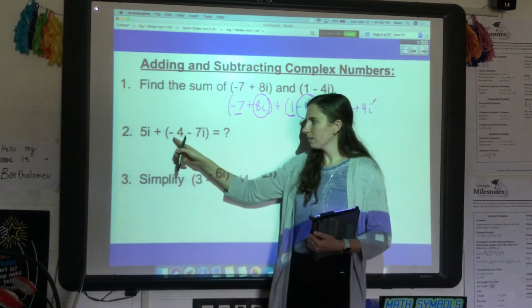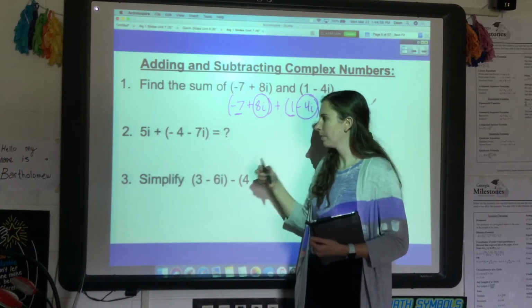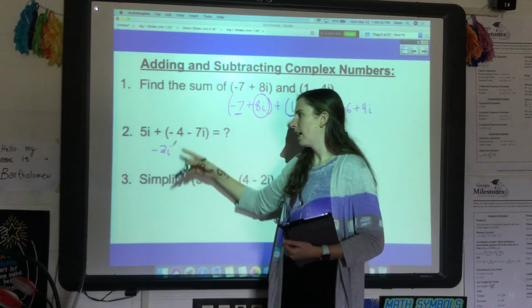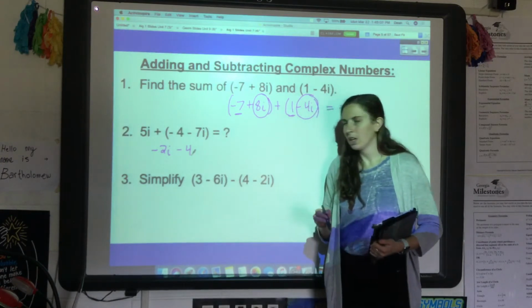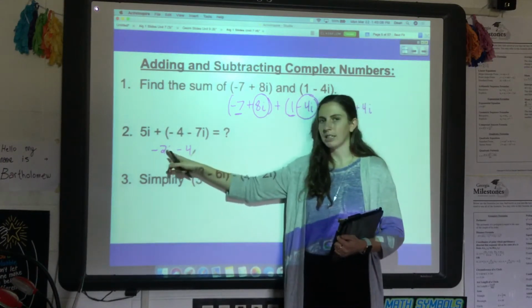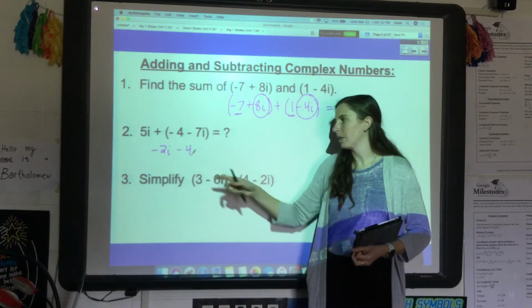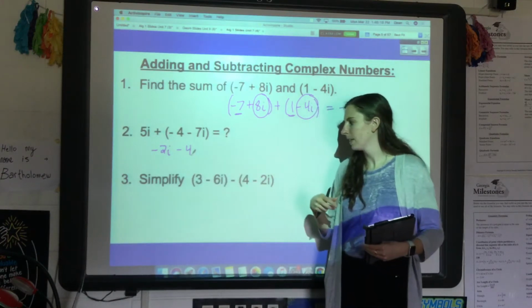Same thing here. Again, there's nothing in front of the parentheses, so those aren't really necessary. But 5i minus 7i makes -2i, and then the -4 just stays as it is. You can't combine imaginary stuff with real numbers. You could multiply them, but you can't add them up because they're not like terms. This has a radical and this one doesn't.